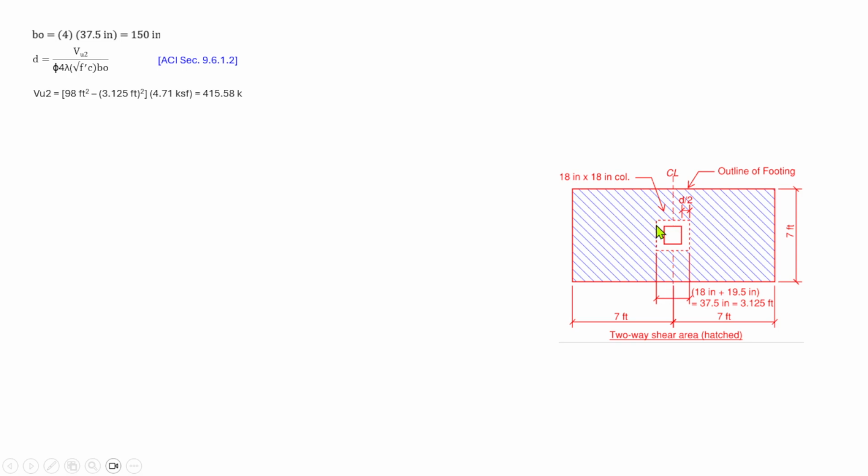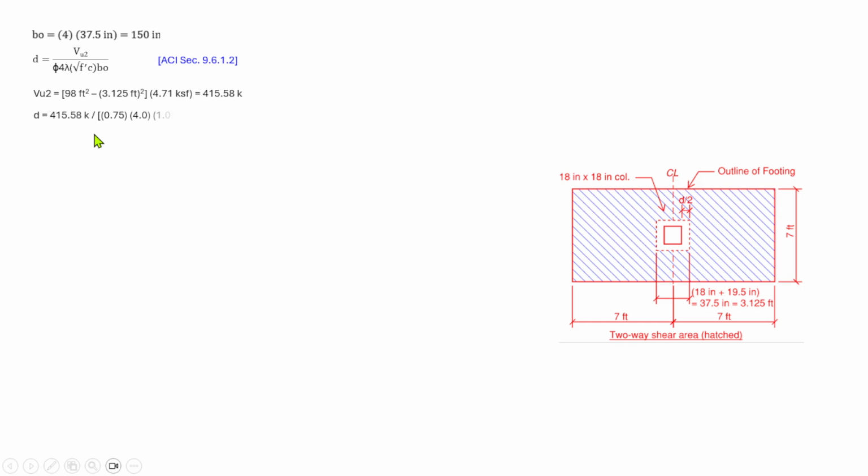If we calculate the total width of that area, that is 18 inches plus 19.5, so that is 37.5 inches, or equivalent to 3.125 feet. So we have here 3.125 square feet times 4.71. That is the ultimate factored soil bearing pressure. That is equal to 415.58. So this force is the total punching force of the hatched area.